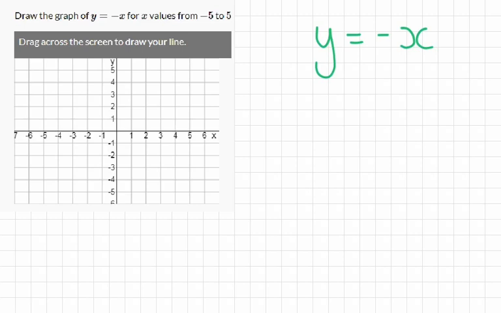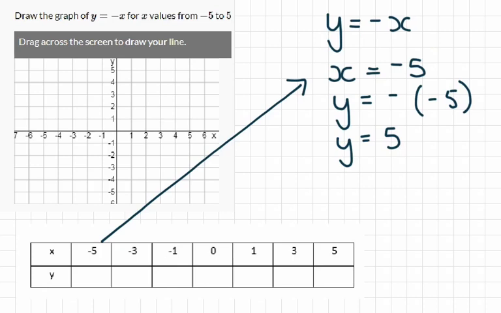If we don't know what this graph looks like from memory, we start in the same way as the last question by drawing a table of values. This is our table of values. It ranges from -5 to 5 because that's what the question asks us to draw the graph for. Starting with x is -5. If we look at the equation of the graph, it's y equals minus x. So if x is -5, that means y is minus -5. So together, the two minuses, the two negative signs, become a plus. So we end up with y equals 5.